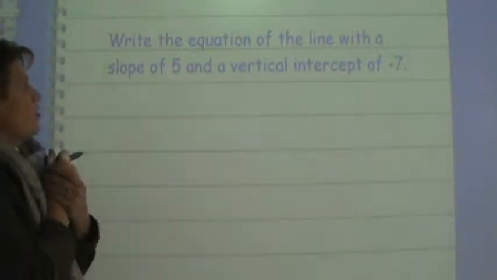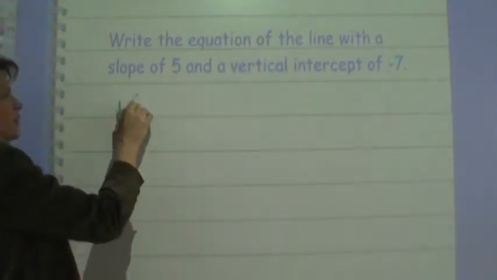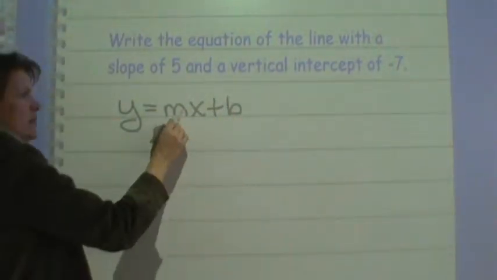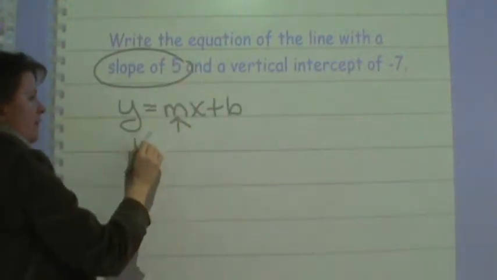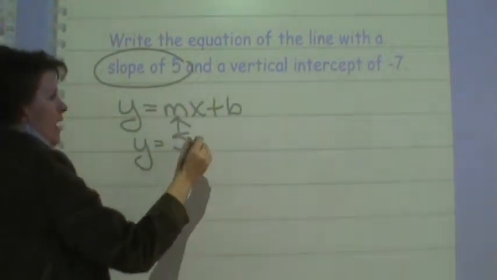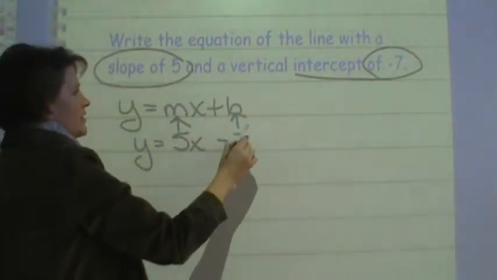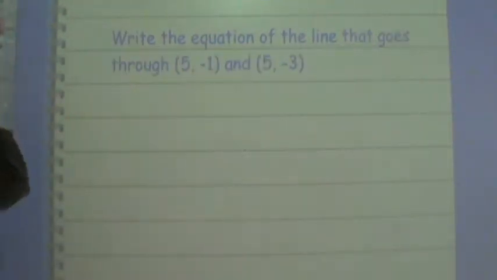Okay, so write the equation of the line with a slope of 5 and a vertical intercept of -7. So if you remember this, m is your slope, right? So we just said the slope was 5. And b is your vertical intercept, which we say right here is -7. So that's it. Yes, it's that simple, okay, for this type of problem.